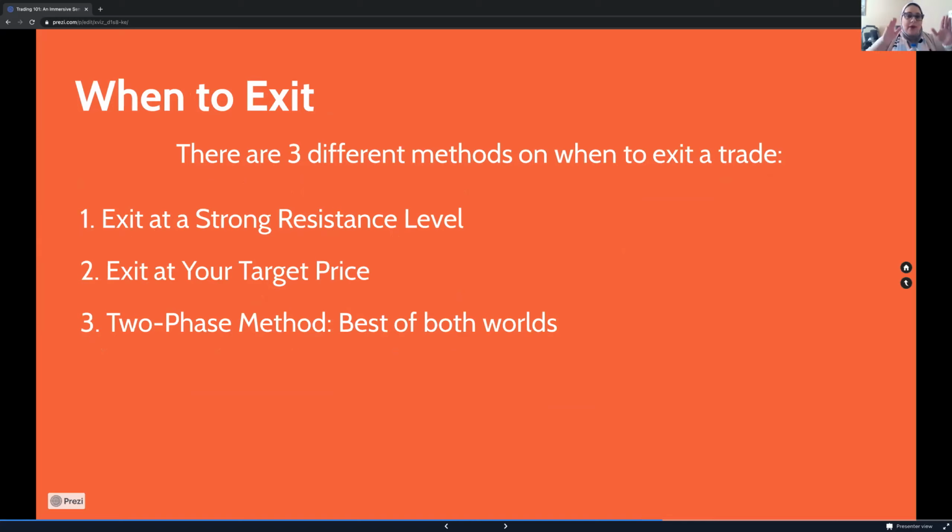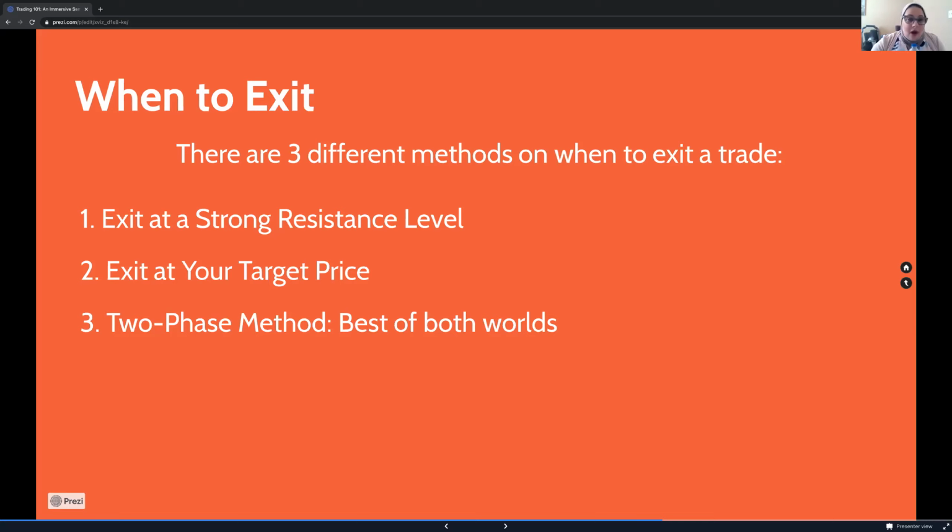Okay, so when it comes to when to enter, we're only going to use one thing, and that's strong support. We're looking for strong support to enter a trade. Ideally, we're looking for strong support, and that's for a risk minimizing strategy. Now, when it comes to exit, we have some options here.